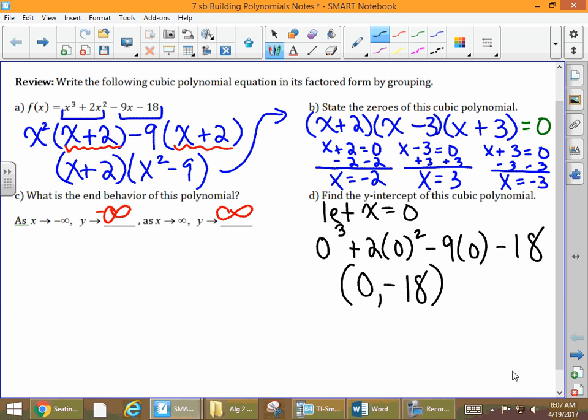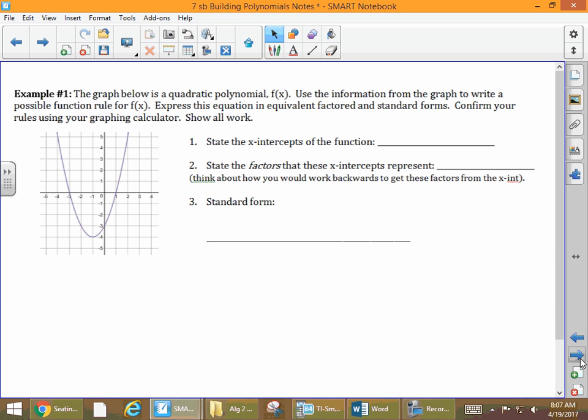Hopefully, at least that looks familiar to you. That is something that we have worked on this year, late last year in December as well. But now what we're going to do is we're going to go the other direction.